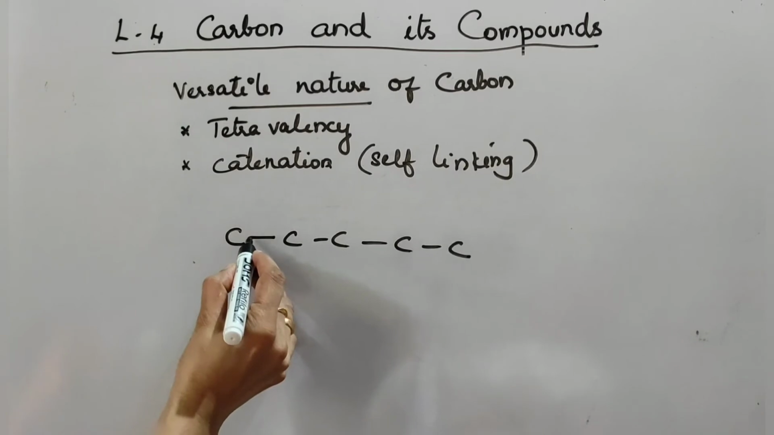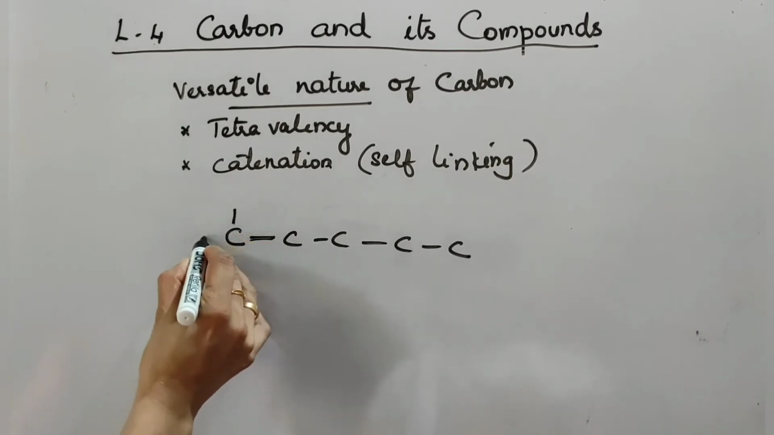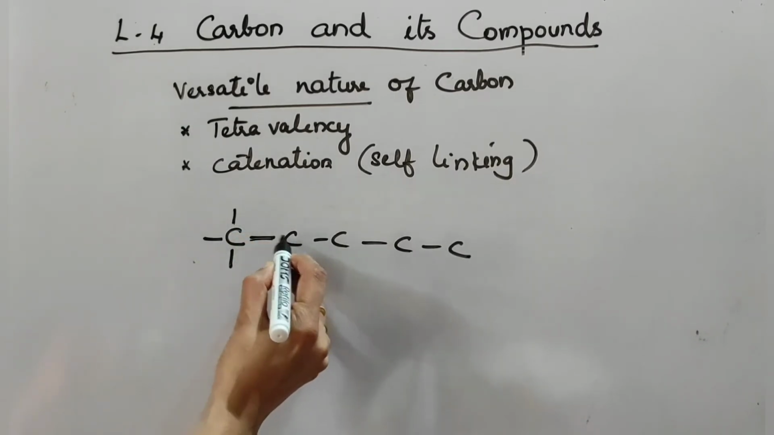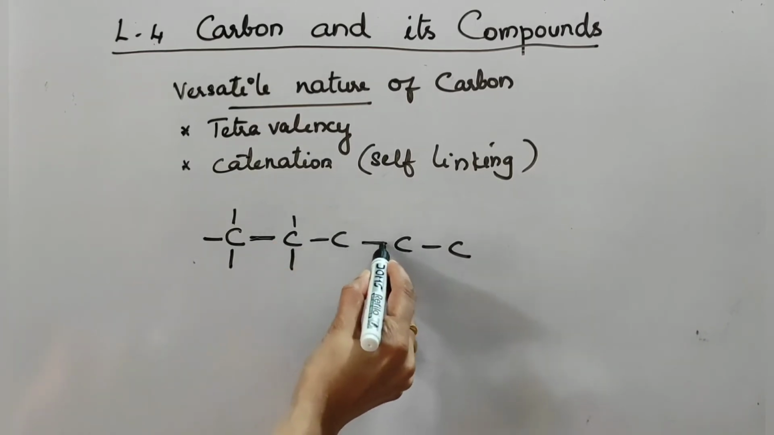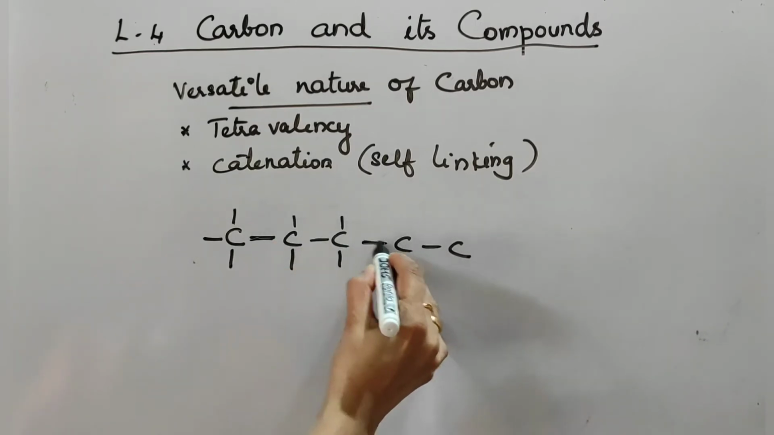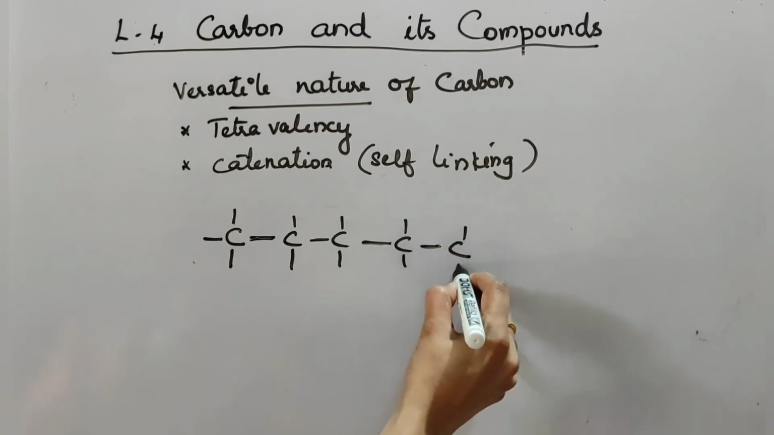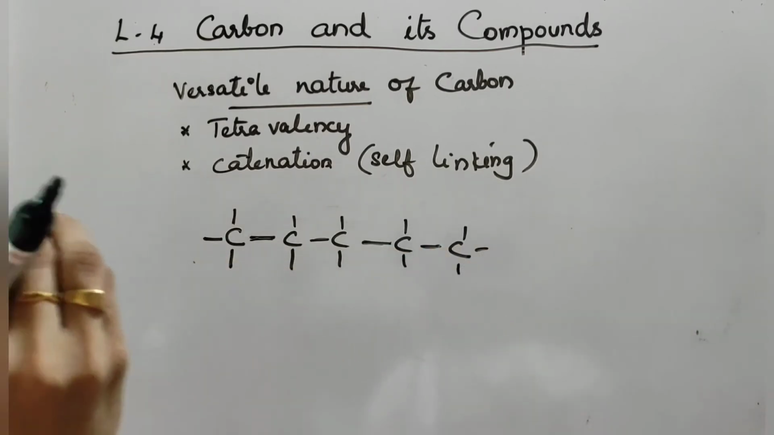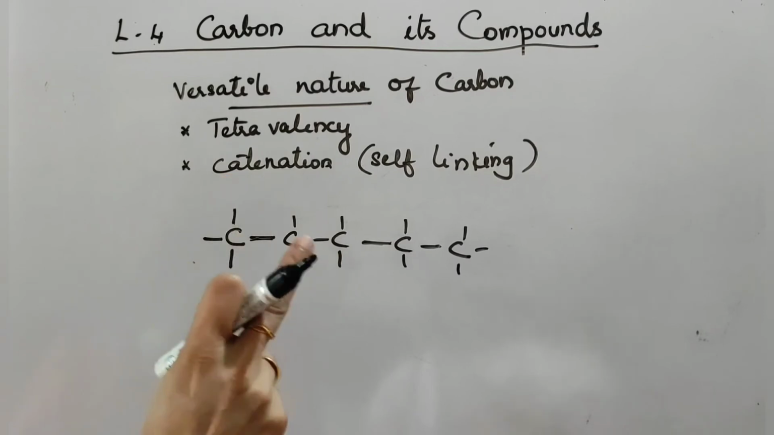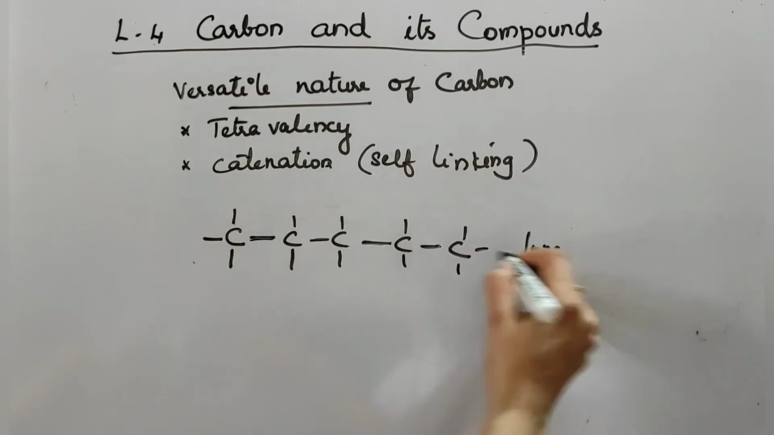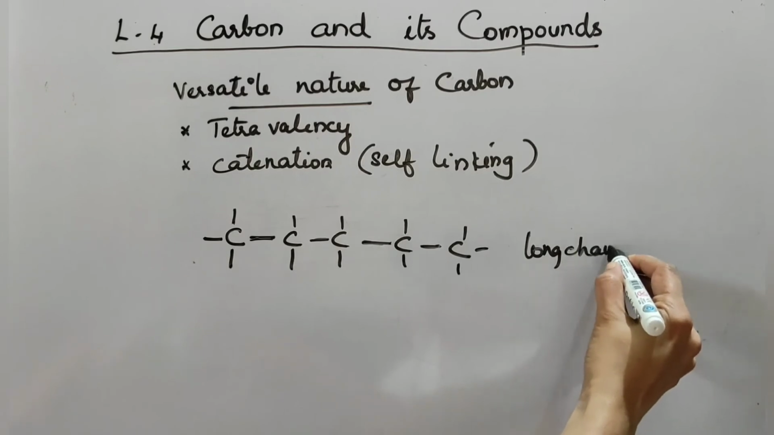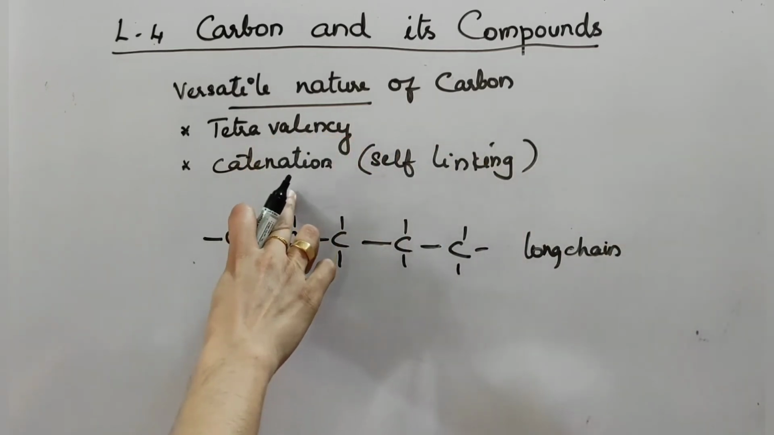So one bond is there, 1 and 2, 3, 4, and look at the second carbon, 1, 2, 3, 4, and third carbon 1, 2, 3, 4, fifth carbon 1, 2, 3, 4, like this they show the valency. Whatever chain they form, they have to show the valency 4. And this is the long chain of carbon, we can say the long chain they form. That is a versatile nature, that is catenation.